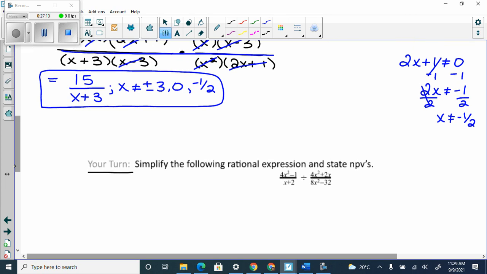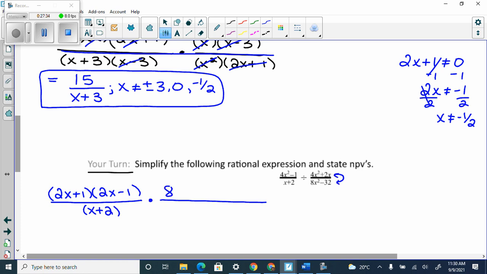And then this one, the top left, 4x squared minus 1 is the difference of squares. So we're going to get 2x plus 1, 2x minus 1. The bottom is x plus 2. Can't do anything to it. Multiplied. The bottom is now going to become the top. I can take an 8 out, and I'm left with x squared minus 4. And the top is 4x squared plus 2x. I can take a 2x out, and I'm left with 2x plus 1.